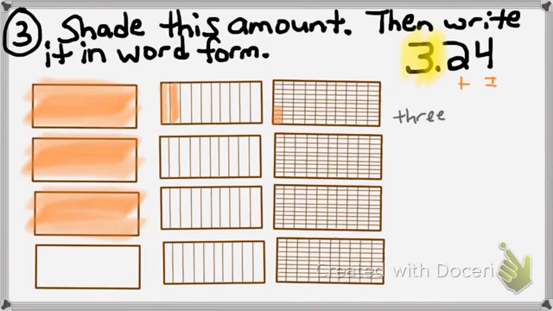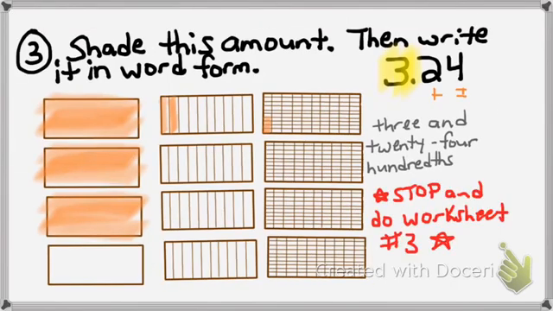3. Decimal's name is and. My decimal number, I read the whole thing, 24. And I say the last place value column of the last digit. That 4 is in the hundredths column, so that will be hundredths. So this number is 3 and 24 hundredths. Please stop right now and do worksheet number 3. Again, you can come back and look at this problem as often as you like.